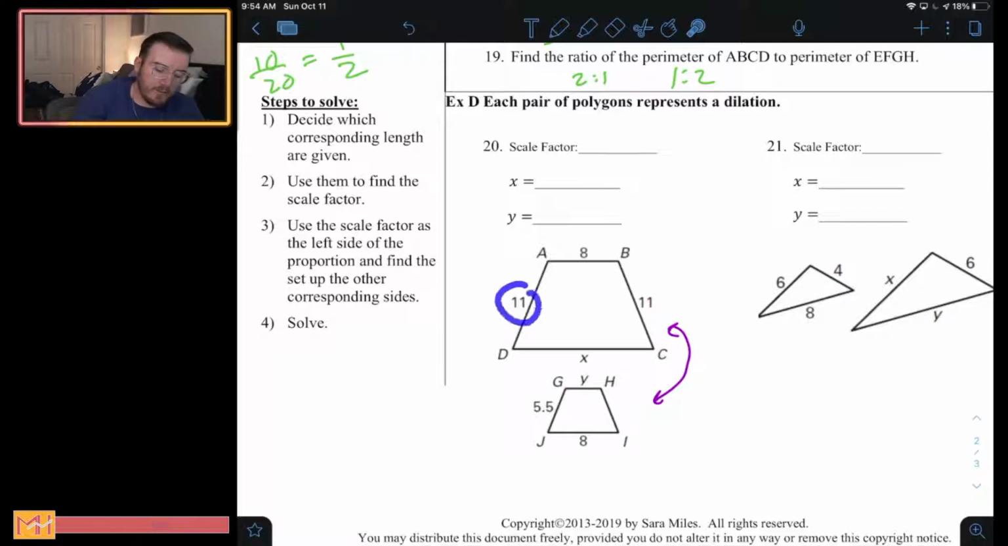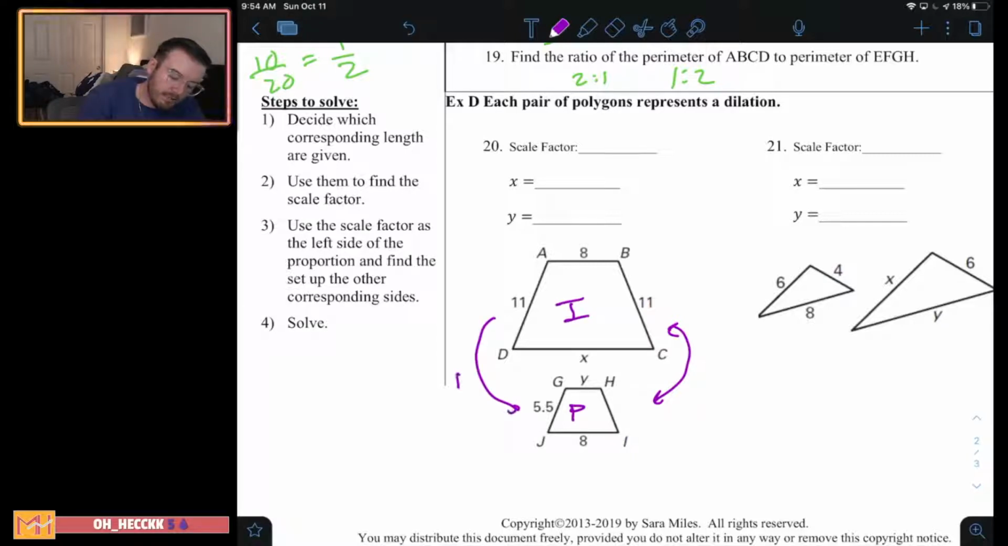How am I going from this number to this number? Or the other way around, how am I going from this number to this number? What is my scale factor? It might not be obvious to you, right? This is where doing image over pre-image really matters, okay? So let's call this the image and this the pre-image.